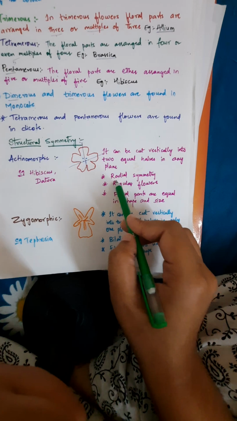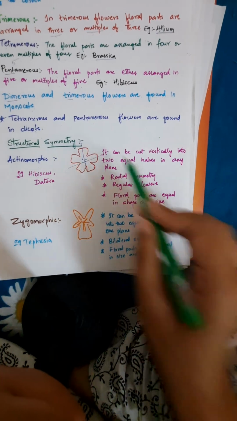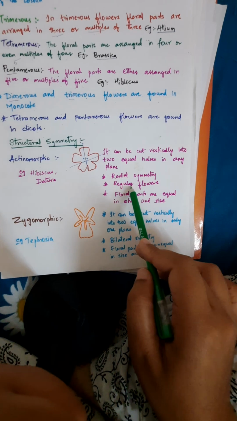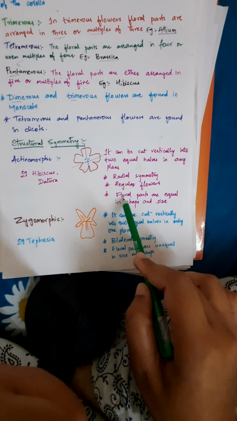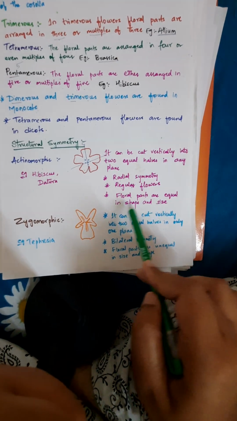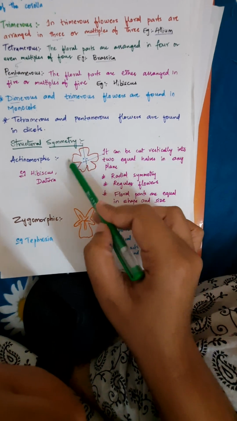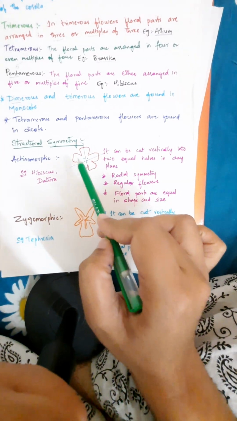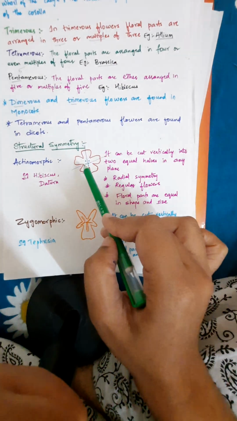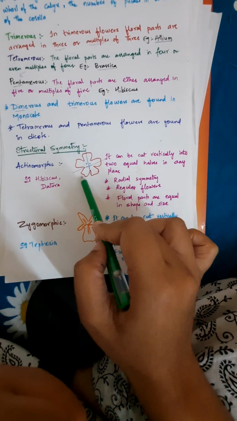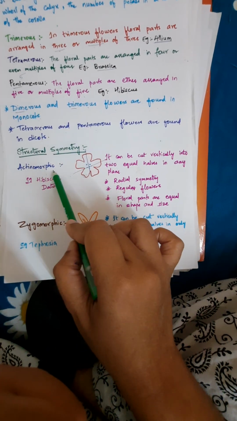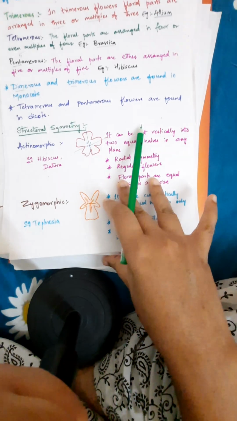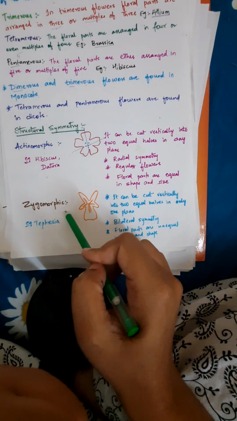So here it is exhibiting radial symmetry. These types of flowers are known as regular flowers, in which the floral parts are equal in shape and size. See here, all these floral parts are equal in shape and size, by which we can cut this into equal halves. This type of actinomorphic symmetry is found in hibiscus and datura. Then zygomorphic flowers.